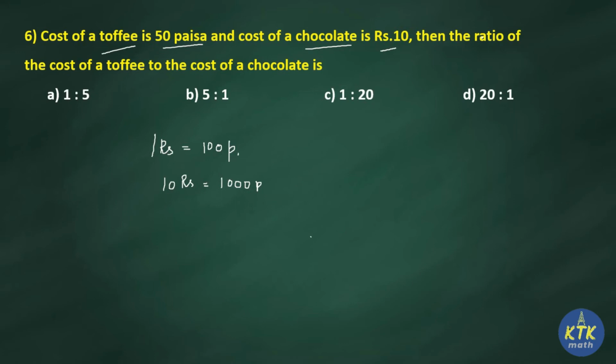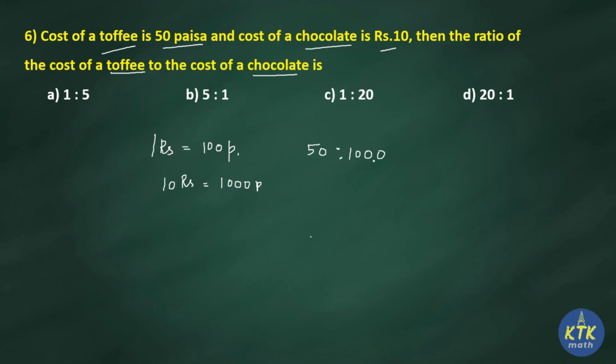Now what they are asking? The ratio of cost of toffee to the cost of chocolate. So toffee should come first. So how much is toffee? 50. So I am going to write it as 50 is to 1000. So this is how we are going to write, because you should not write 50 is to 10. Whenever you are writing ratio, both the units must be same.